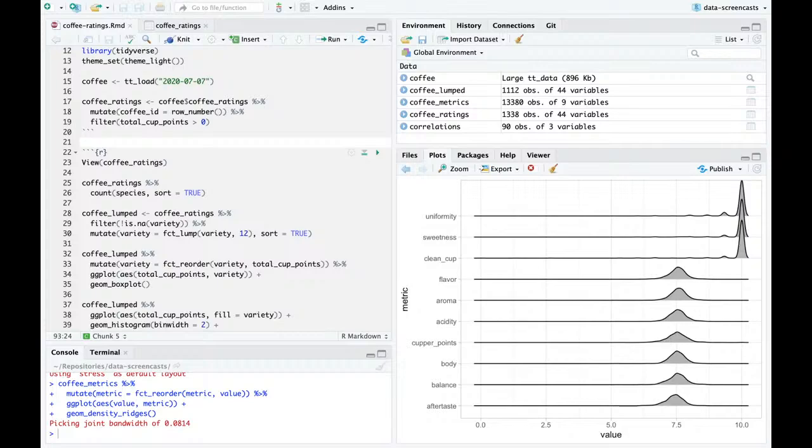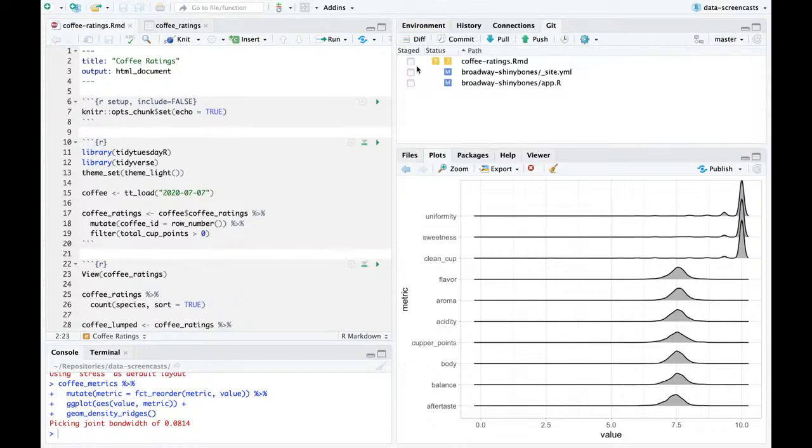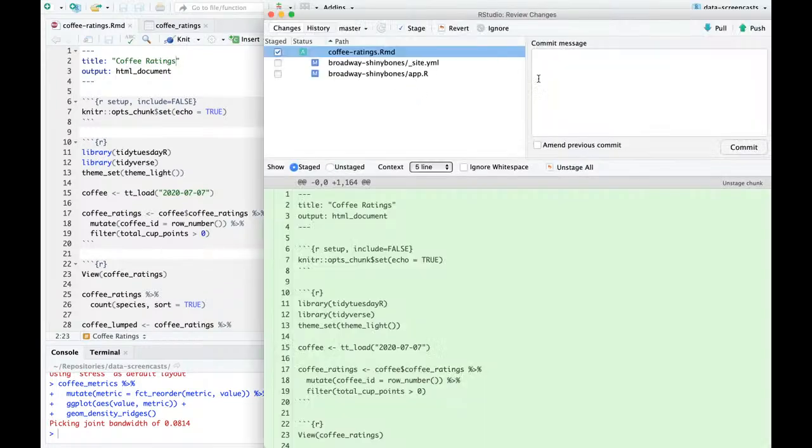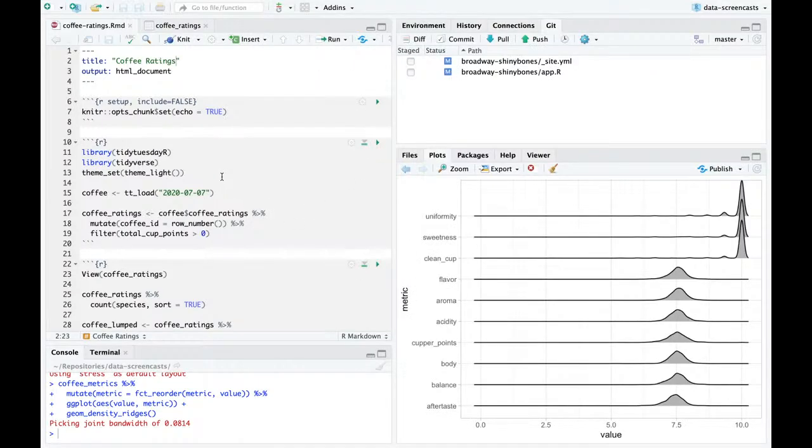Okay, that wraps up my analysis on coffee ratings. What I'll actually do today is add the coffee ratings, make this available right away. If you're following along, go ahead to the Data Screencast GitHub repository, and you'll be able to see the code that I just wrote.